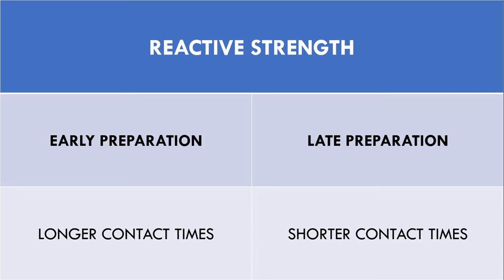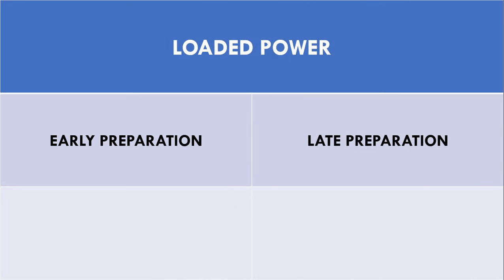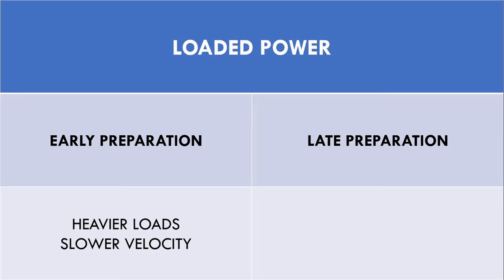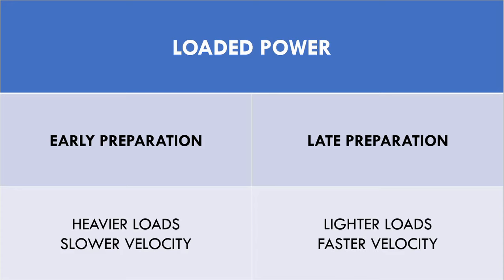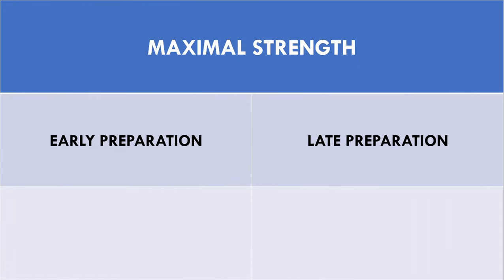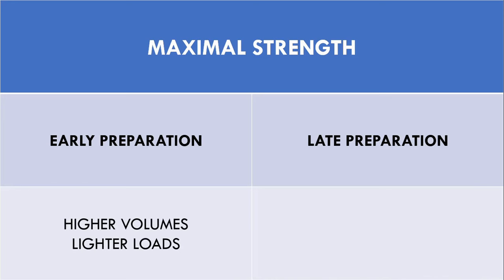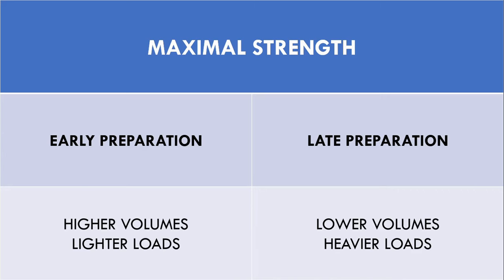Loaded power training should follow a very similar model of progression. Load should start heavier, which also means slower movement velocity, and progress to lighter loads with faster velocities. Maximal strength should follow a linear type periodization model. This means that higher volumes and lighter weights are used earlier in the program, and this progresses to heavier loads with lower volumes.